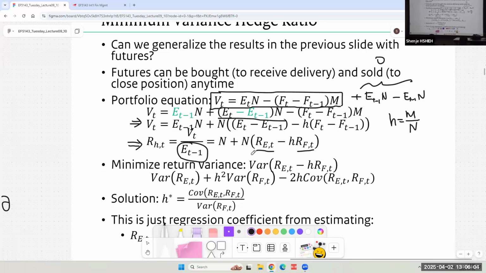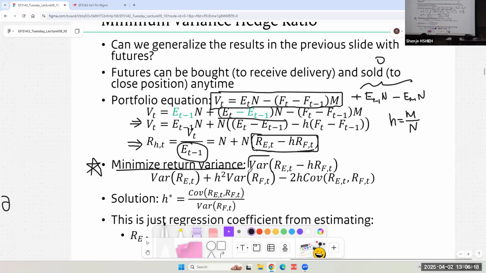So now you can see that our objective function is written in returns and it's very simple and it's linear, which means that if we decide to minimize the return variance, this equation is all we have to work with, because when you take the variance of a constant plus something, the constant is not relevant anymore. You can throw it away. And also the N is not relevant either. It's a constant.